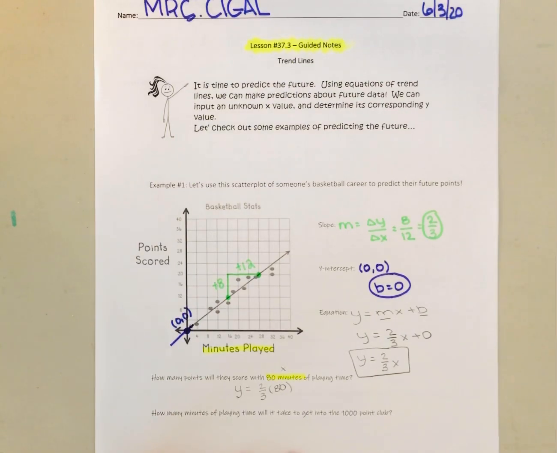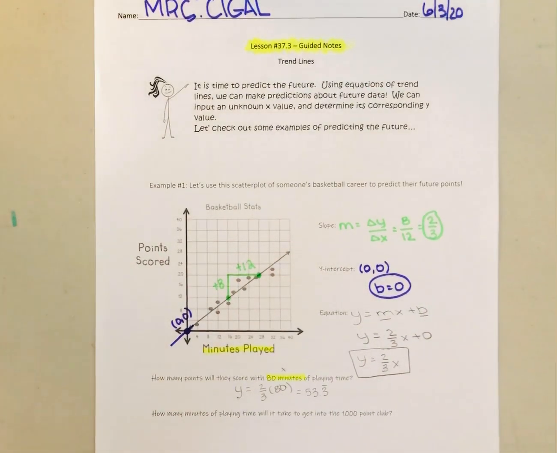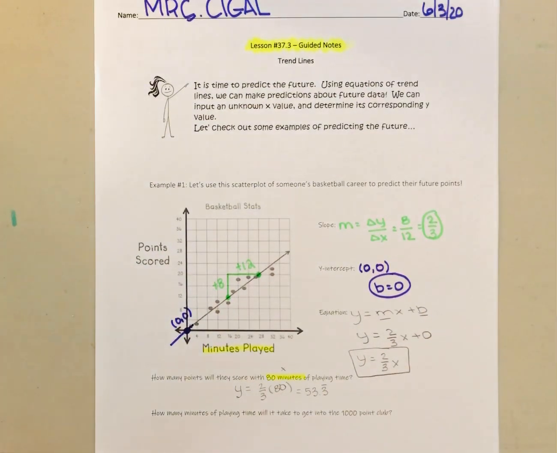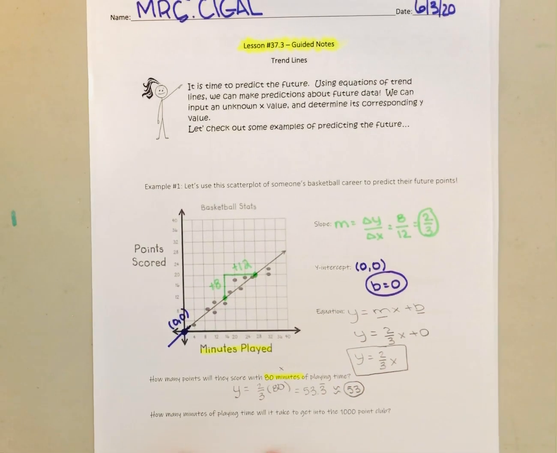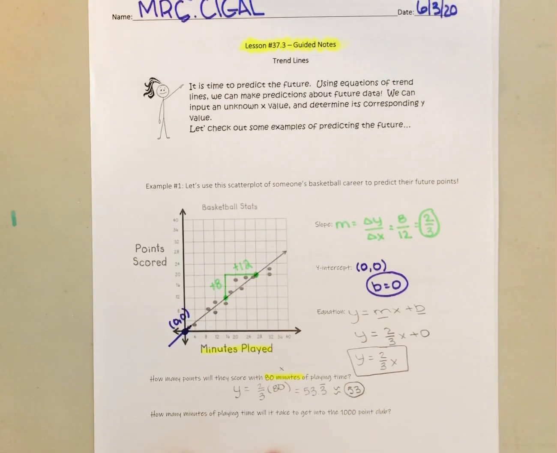So I'll give you a second. Go ahead and figure that out. You're going to notice that you got a decimal. In real life, our numbers don't always come out as perfect integer values. Real life data is going to give us decimals, but that's okay. We're going to estimate it. So if I rounded this, I think I could easily say with supported data that 80 minutes of playing time, we can assume this person will get about 53 points.